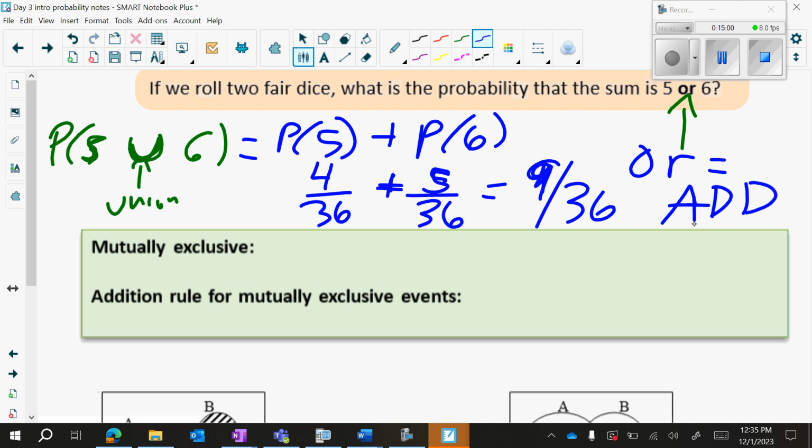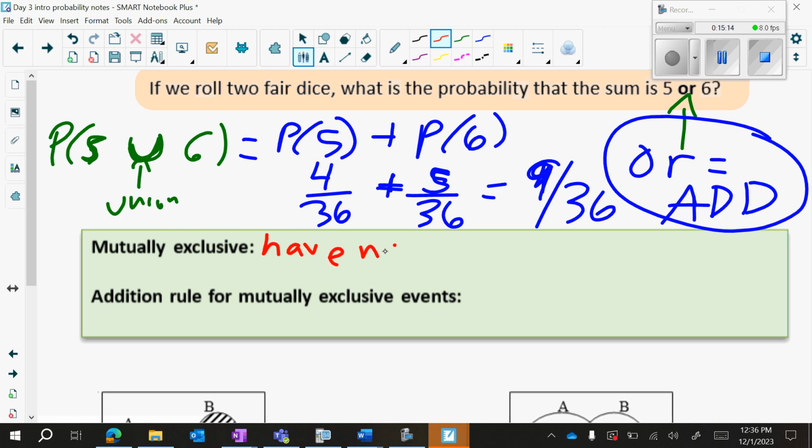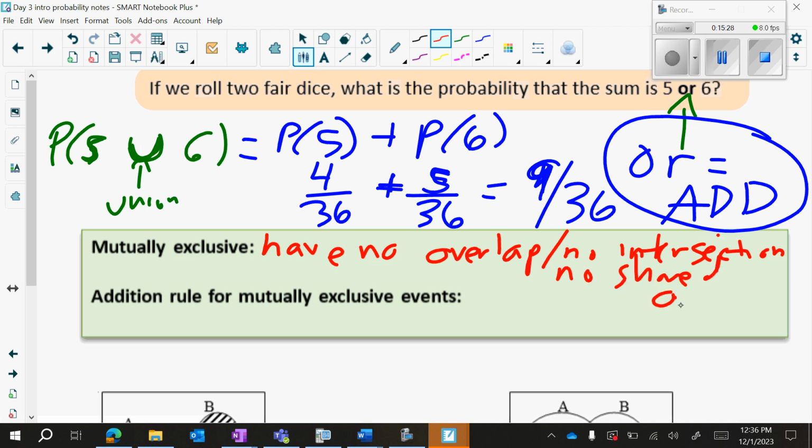Or means add, okay? But it's very important to note that those events are called mutually exclusive. And what does mutually exclusive mean? It actually means that these events have no overlap. They have no intersection. And that means that we can just straight add them. Okay, so they have no shared outcome. Another name for mutually exclusive is the word disjoint.